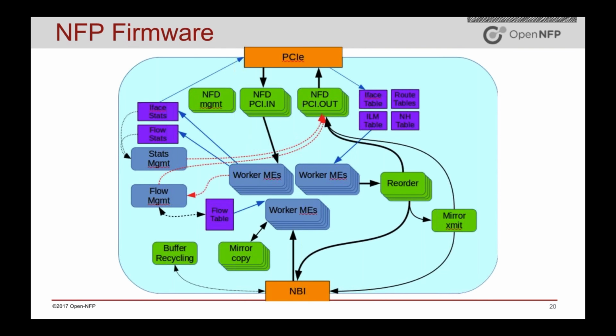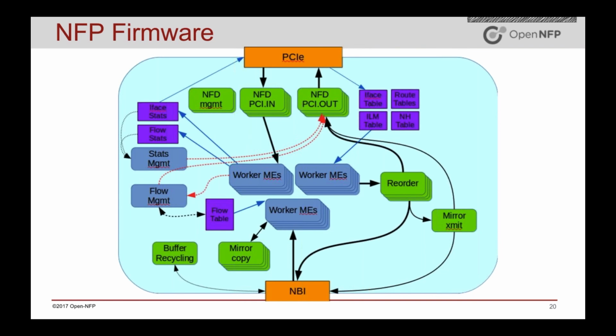And each one of these 48 MEs has 8 hardware threads that, for those of you not familiar with the architecture of the NFP, are each able to post up to 15 memory transactions simultaneously, and each one supports 8 hardware threads that can be switched with zero cycle overhead going from one thread to the other. So it gives us an incredible amount of ability to process things in parallel.